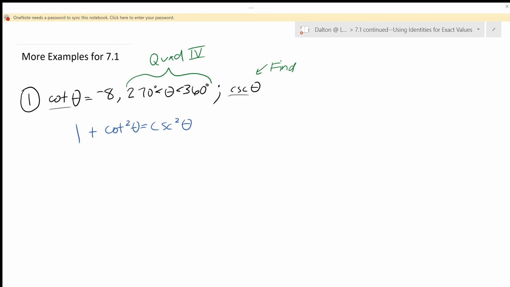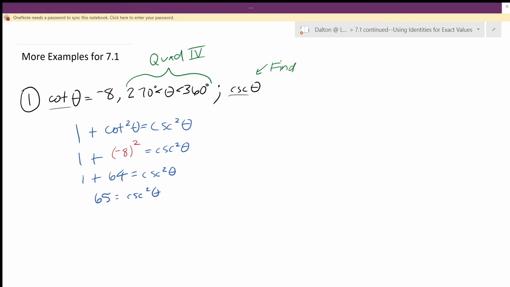Okay, so now what we can do is substitute in what we know. So 1 plus, instead of cotangent squared theta, I know that cotangent of theta is -8. So I can plug in -8, don't forget to put squared, is equal to cosecant squared theta. The goal is to get cosecant by itself. So if we continue solving, this will be 1 plus -8 in parentheses squared, which is going to be a positive 64, equals cosecant squared theta. 1 plus 64 is 65.